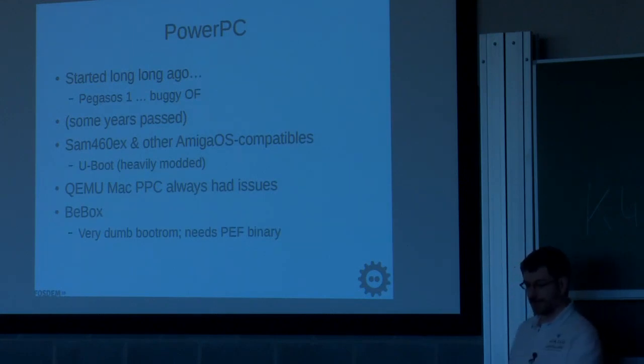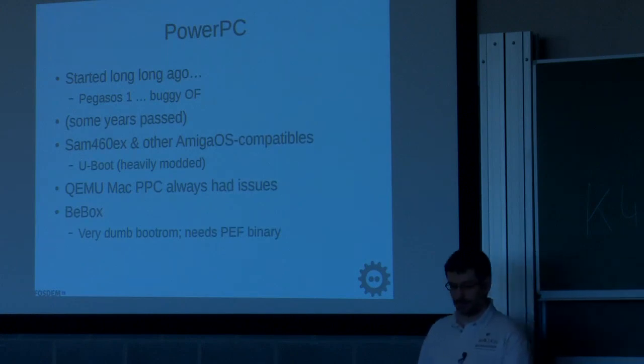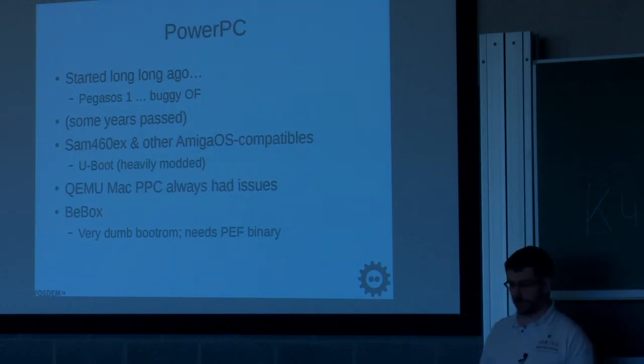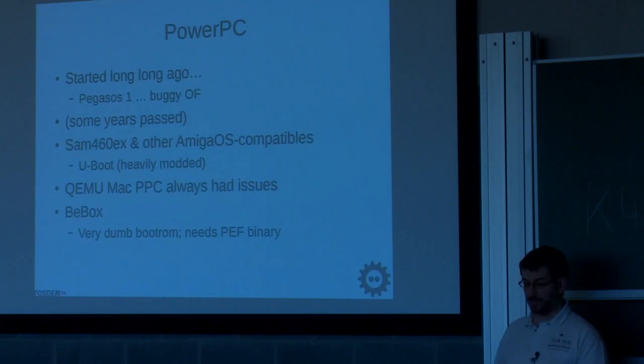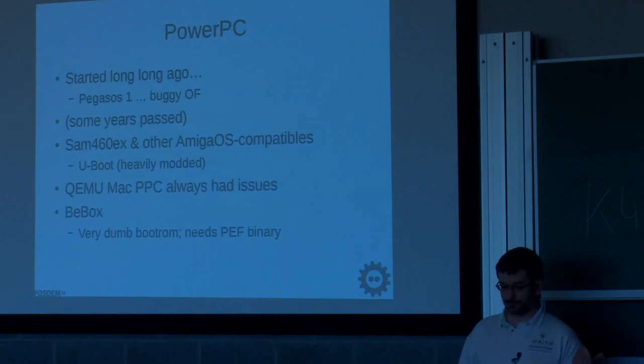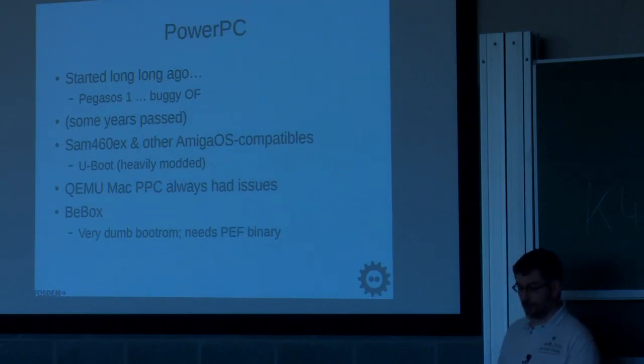So PowerPC, that one was started long ago. It's the first non-x86 port. It started with the Pegasos one, and some years passed, and I started porting to the SAM board and other AmigaOS compatible computers, which run U-Boot. QEMU knows how to emulate Macintosh, but there are always some issues. And then there's the BeBox.